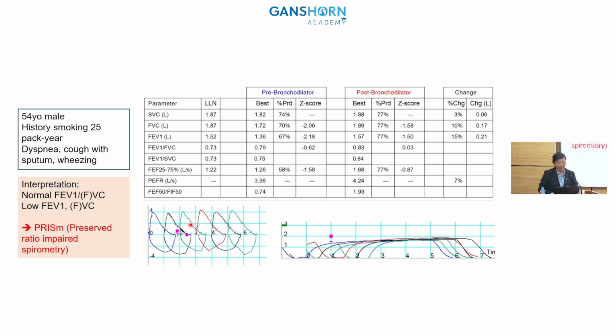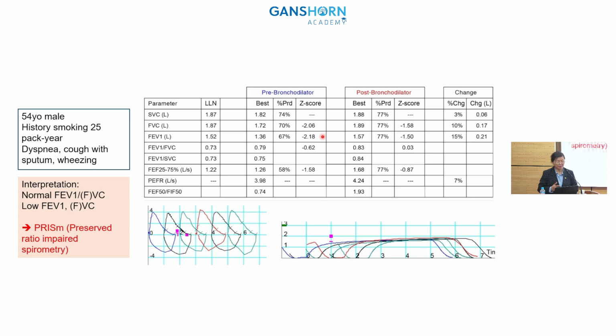And we use this because we would like to explain the PRISm. PRISm is a new term. It means preserved ratio. So the ratio is normal, but impaired spirometry. It means that FEV1 is lower than normal. They also suggest that we have to follow up this patient, because in the future they may develop airflow obstruction.